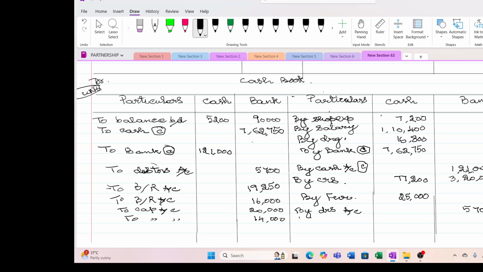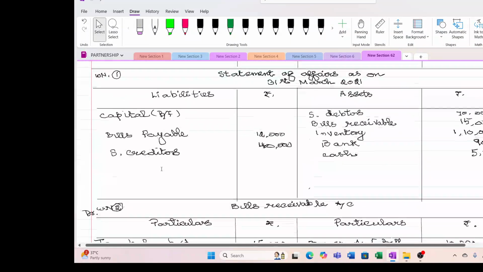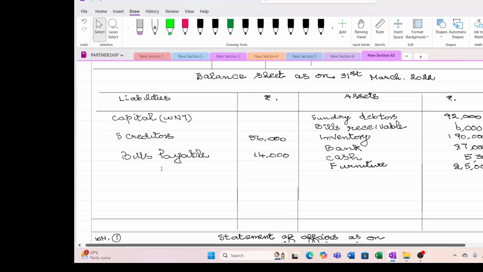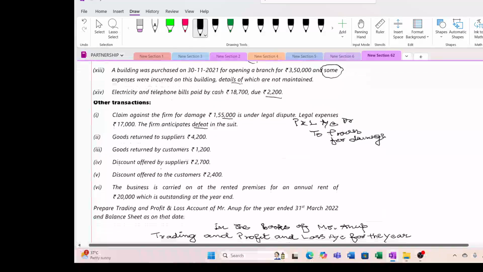So 18,700 is a cash payment by electricity bill 18,700. But that 2,200 is not paid. It is outstanding, so it is a liability in the current balance sheet. So we have to do it in the current balance sheet, electricity bill outstanding. Then only the double entry will be over for both 18,700 and 2,200. Okay, so the next item, we are coming to the other information now.